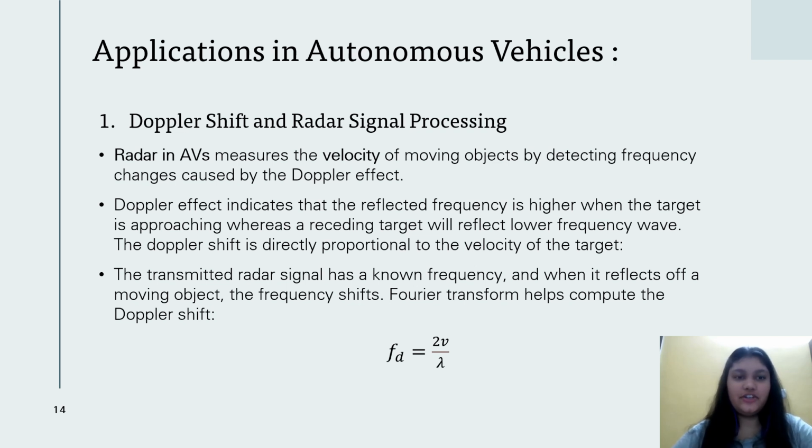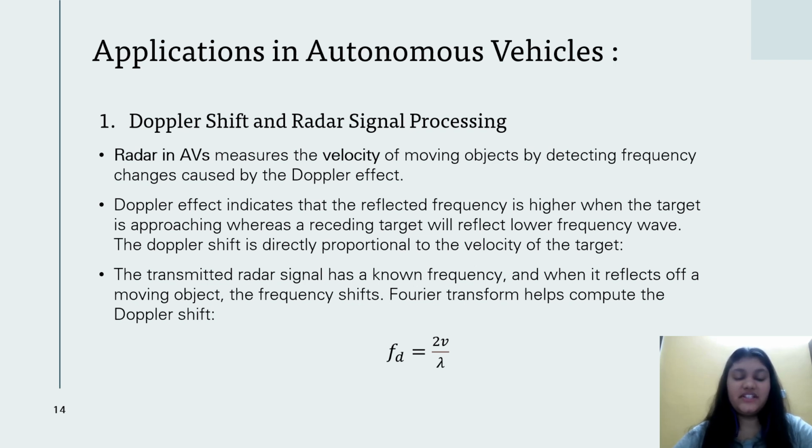Now, the first application is Doppler shift and radar signal processing. Radar in AVs measures the velocity of moving objects by detecting frequency changes caused by the Doppler effect. The Doppler effect indicates that the reflected frequency is higher when the target is approaching, whereas a receding target will reflect a lower frequency wave. The Doppler shift is directly proportional to the velocity of the target vehicle.